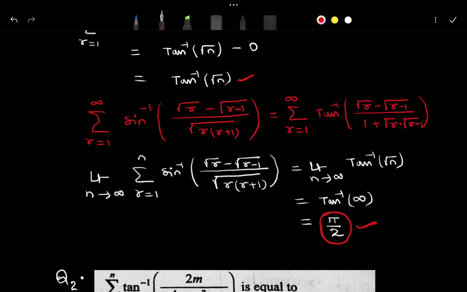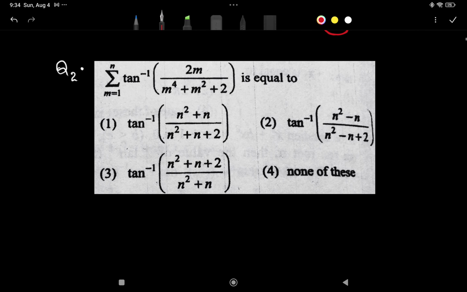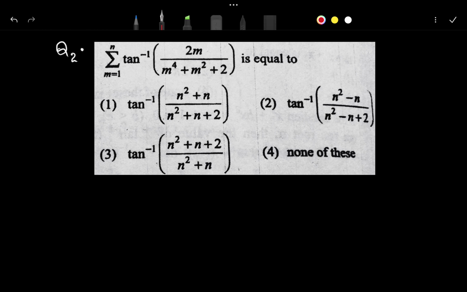Now one more question in this model: tan inverse of 2m, whole divided by m power 4 plus m square plus 2. This one will be equal to what? So now we will verify this one. One method is the verification method by substitution. So here, take method 1. First we will discuss the general method. So what is method 1?